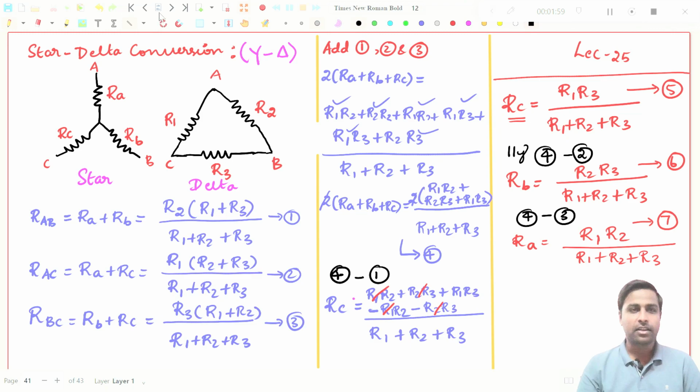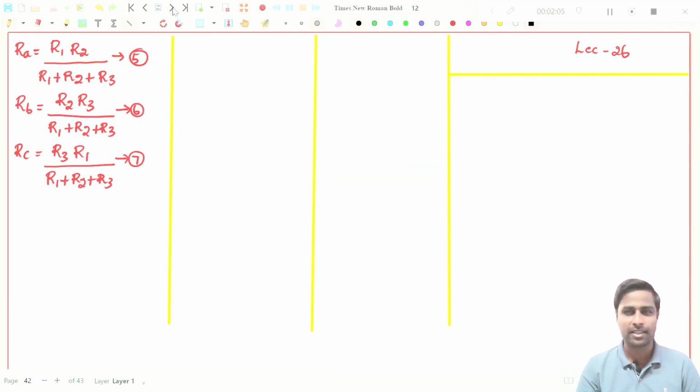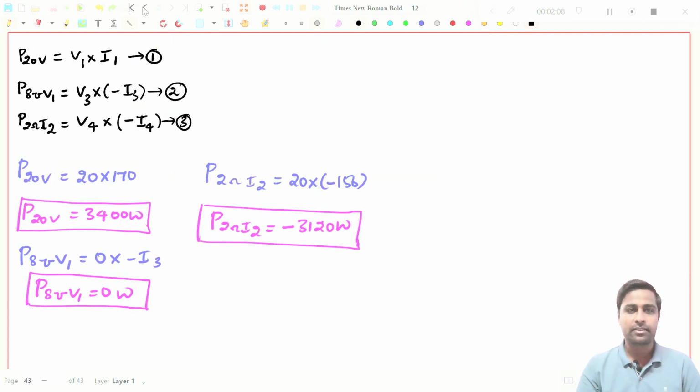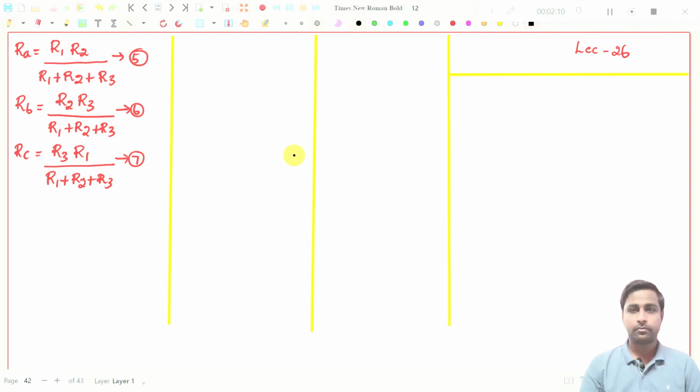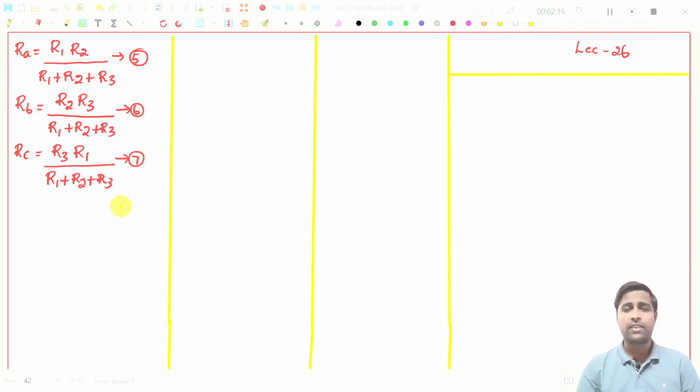Now we will get R1, R2, R3 in terms of RA, RB, RC. That is our next aim. We take expressions 5, 6 and 7. First of all, I will do certain things, and you don't know why I am doing that yet, but then you can understand why I have divided RA, RB, RB, RC and RC, RA. Let us do that.